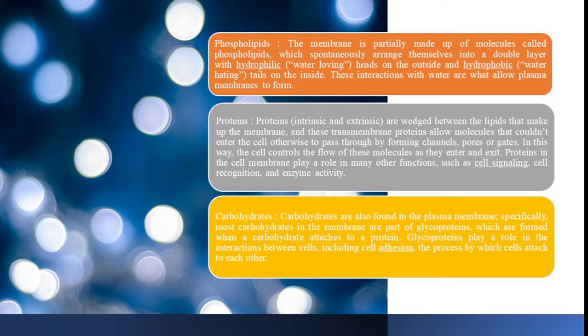The proteins in the plasma membrane are of two types. The first one is intrinsic protein and the second one is extrinsic protein. The intrinsic and extrinsic proteins are embedded between the lipids that make up the membrane, and these transmembrane proteins allow molecules that couldn't enter the cells otherwise to pass through by forming channels, pores or gates. Carbohydrates are also found in the plasma membrane. Specifically, most carbohydrates in the membrane are part of glycoproteins.